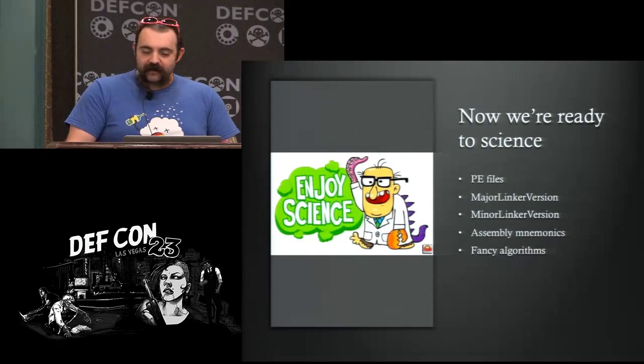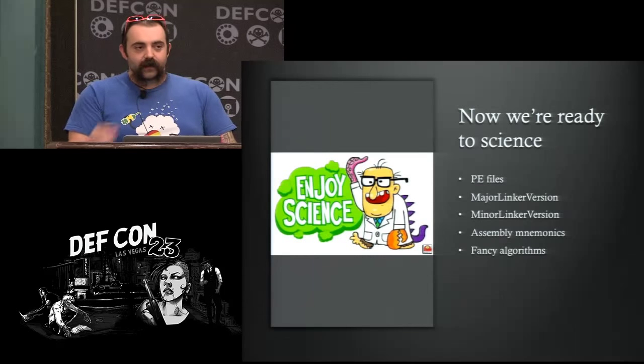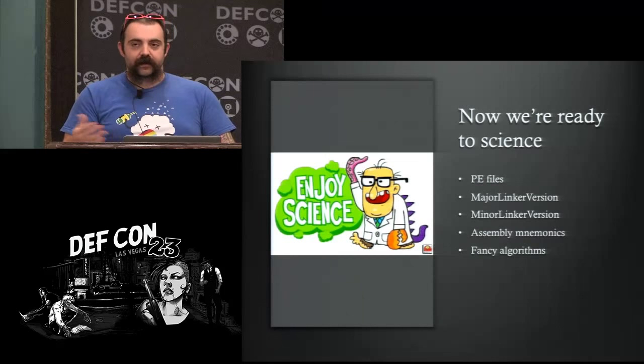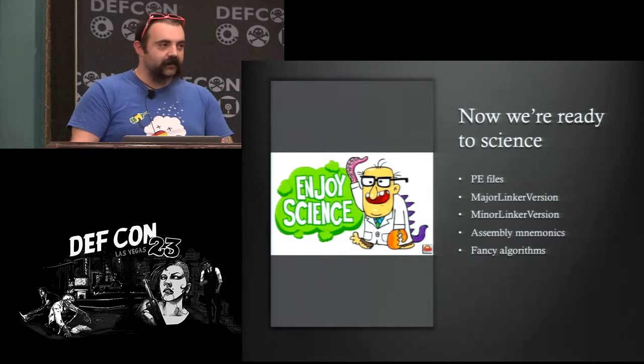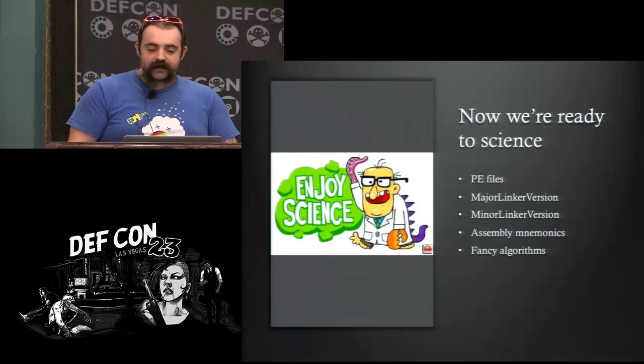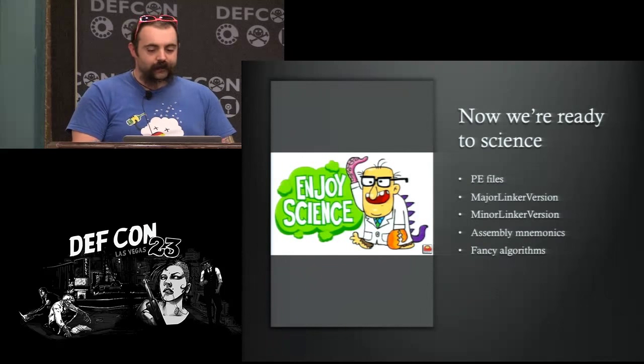So now that we've made it through this great refresher, everybody loves files and their headers and all the various values. And we have an idea of the features we're going to use: the major linker version, the minor linker version, these various assembly mnemonics, the number of sections. We have some really fancy sounding algorithms that are actually really simple to understand, which is great. We have a way to do fuzzy matching. Awesome. So what do we do?